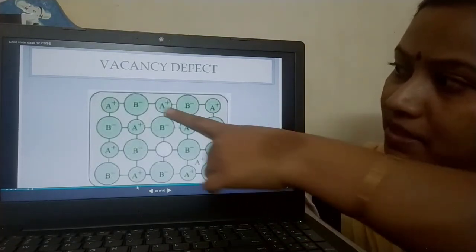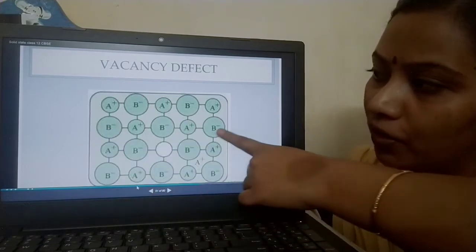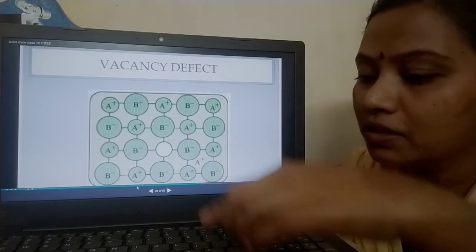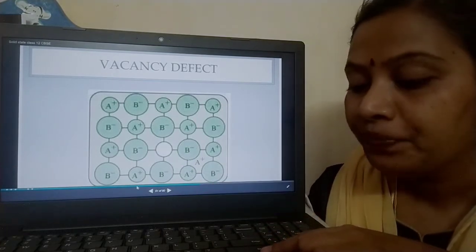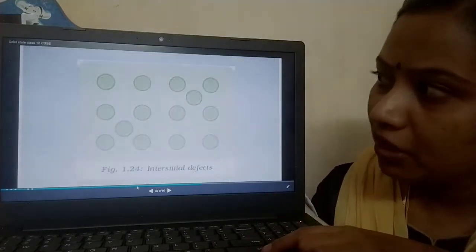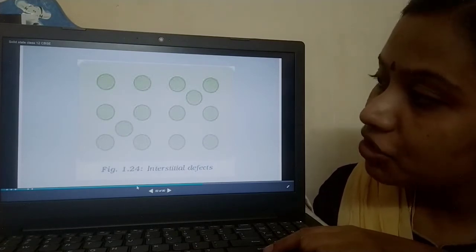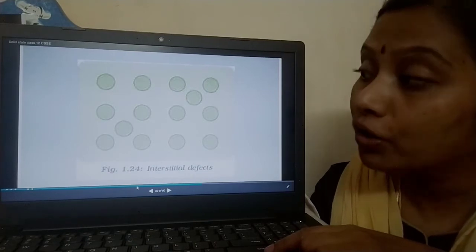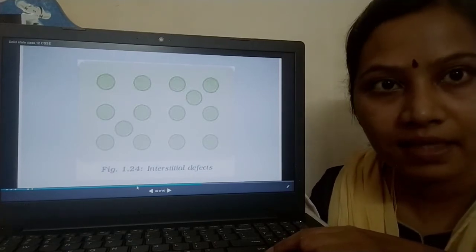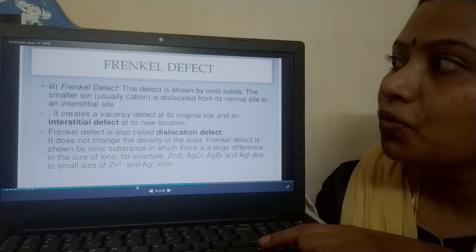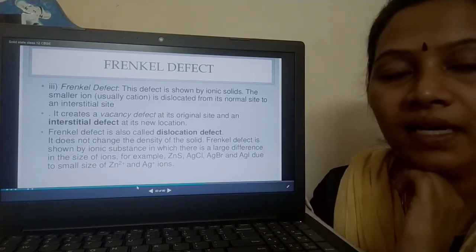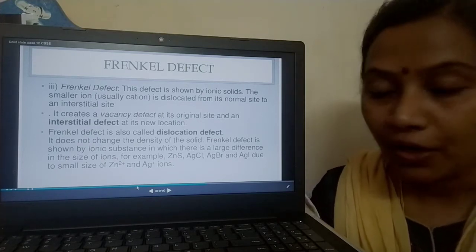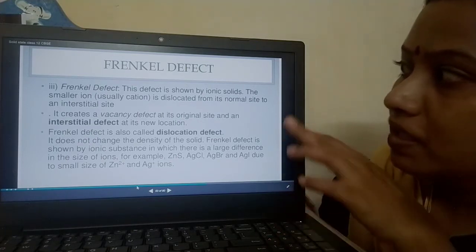See, this is the vacancy defect. This is a crystal lattice where you have positive ions and negative ions. There is a defect here, so the density decreases. This also happens when a particular substance is heated. This is interstitial defect. Some of the atoms or molecules are occupying the interstitial site. As a result, density increases. Now, who will exhibit Frenkel and Schottky defects? They will be exhibited by ionic solids. Okay. Now, what is Frenkel defect?